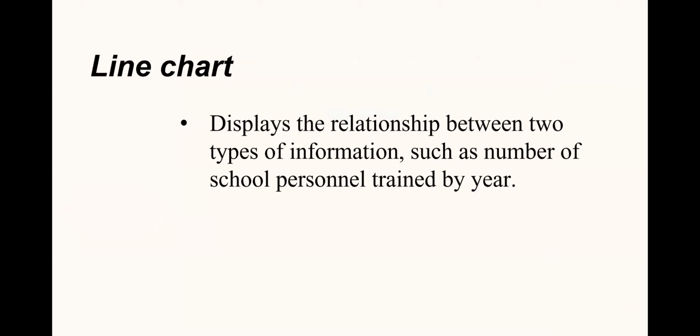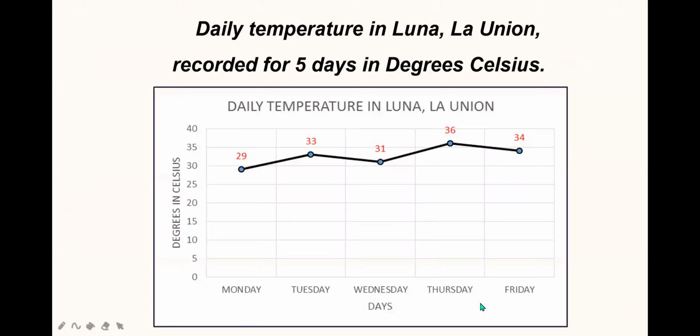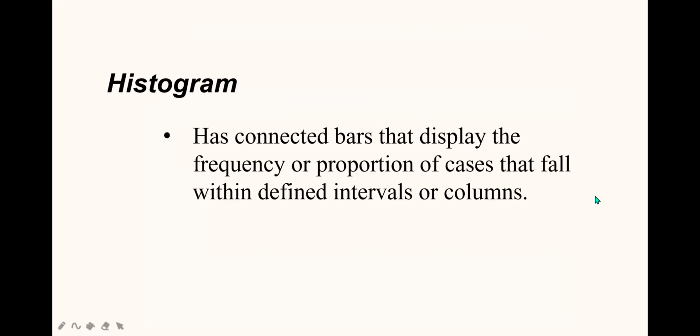Next, how about the line chart? A line chart displays the relationship between two types of information, such as the number of school personnel trained by year. Like this, the daily temperature in Luna, La Union. So Monday, it's 29, Tuesday is 33, Wednesday is 31, Thursday is 36, and Friday is 34. Something like that. So this is what I call line chart.